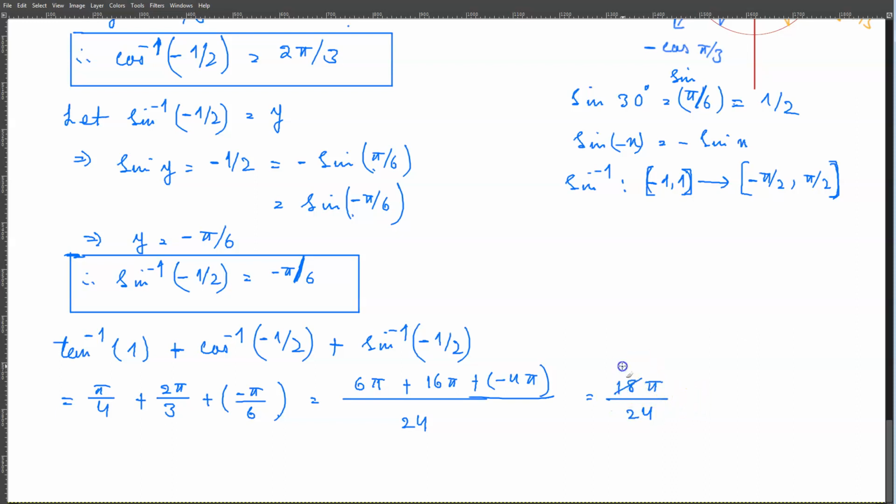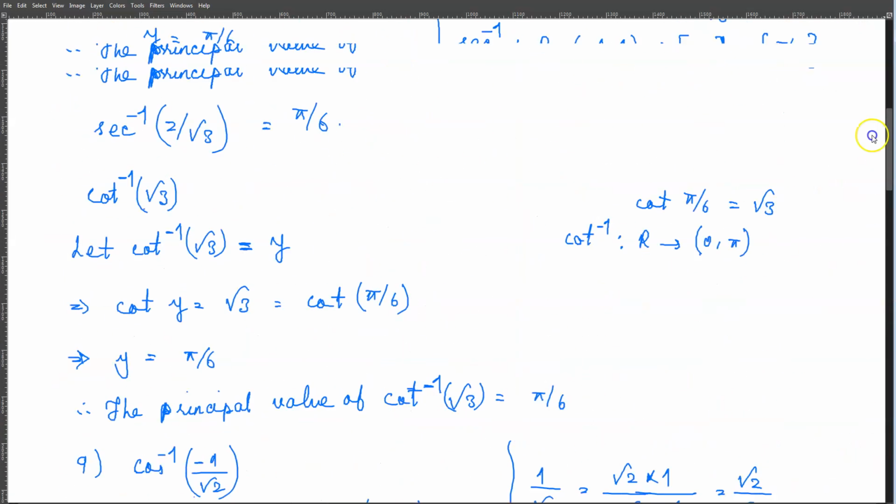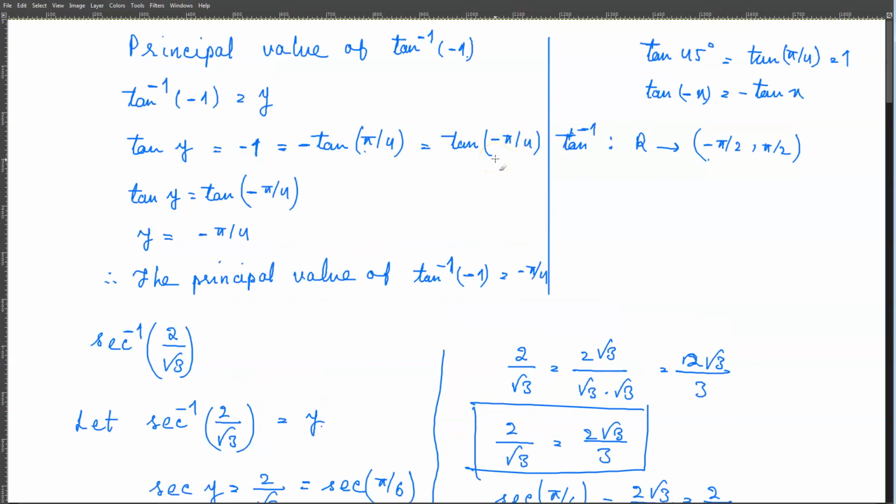Now divide by 6, you'll get 3. Divide by 6, you get 4. That's 3 pi by 4. So question number 11 is equal to 3 pi by 4. Okay. That is, the answer is correct. Now, the next question that we have is question number 12.